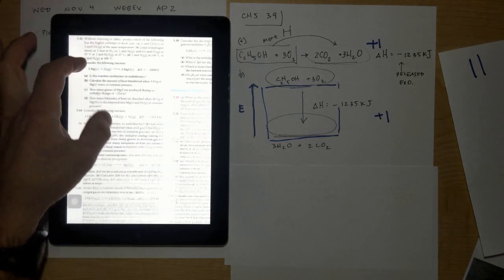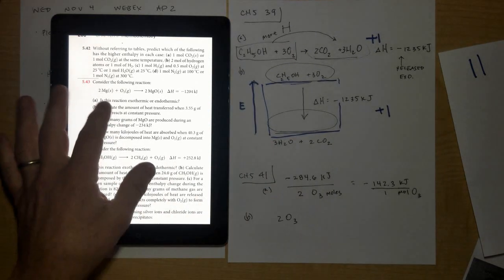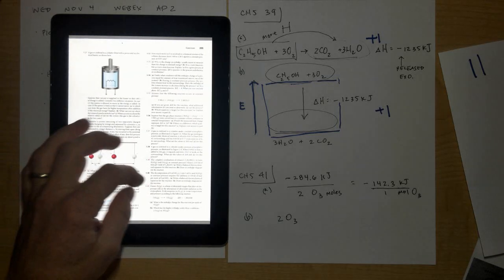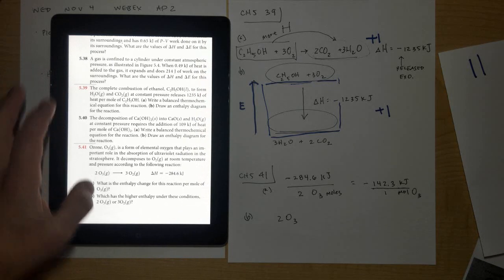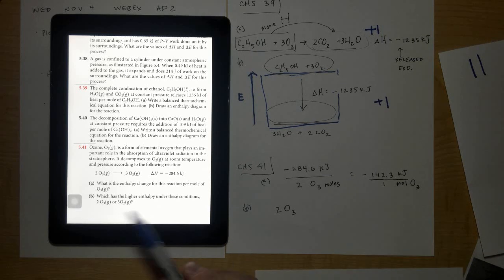All right, the next question is number 43. I'm sorry, 41. My bad. I went one too quick right there. 41 says ozone decomposes to O2 at room temperature and pressure according to the following reaction. So it gives us a thermochemical equation right here. And then it says, what is the enthalpy change for the reaction per mole of O3?